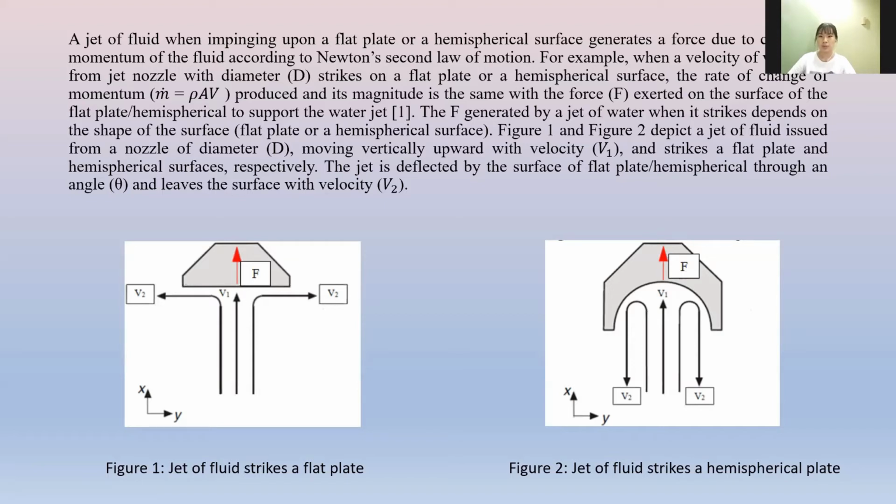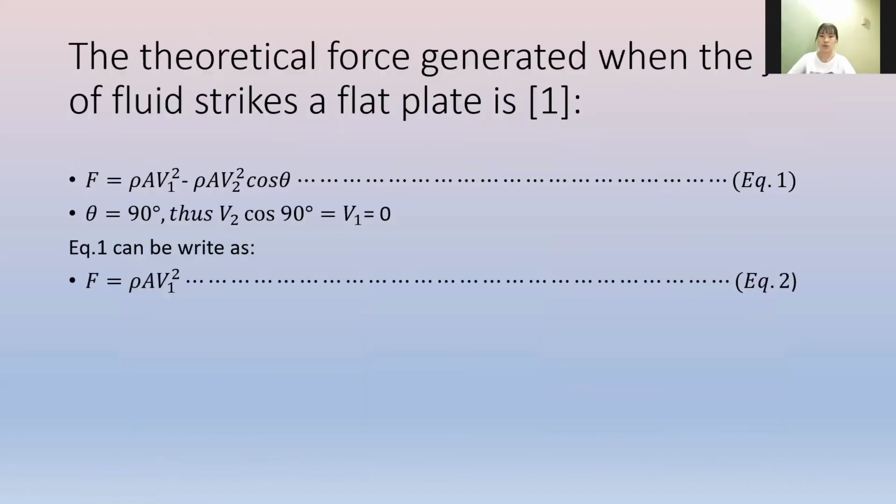Figure 1 and Figure 2 depict a jet of fluid issued from a nozzle of diameter d, moving vertically upward with velocity v1 and striking a flat plate and hemispherical surface respectively. The jet is deflected by the surface of the flat plate or hemispherical surface through an angle of theta and leaves the surface with velocity v2. The theoretical force generated when a jet of fluid strikes a flat plate is F equals rho a v1 squared minus rho a v2 squared cos theta. As theta is 90 degrees, v2 cos 90 degrees is equal to 0. So the equation can be written as F equals rho a v1 squared.